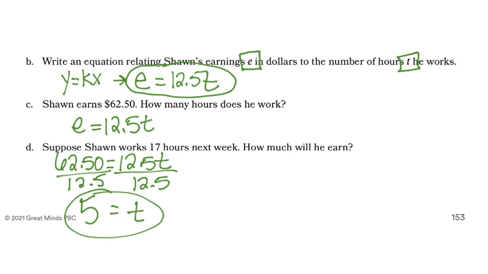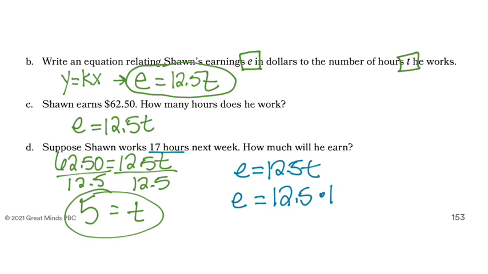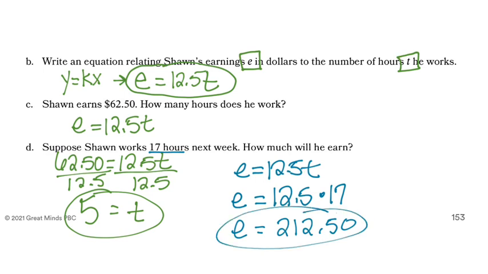For part D, we're using the same exact equation, even though they give us the time, because these equations can work whether they give us the earnings or the time. So we're looking to find E. That's going to be equal to 12.5 times the number of hours he has here, 17. And that would give us his earnings is equal to $212.50.